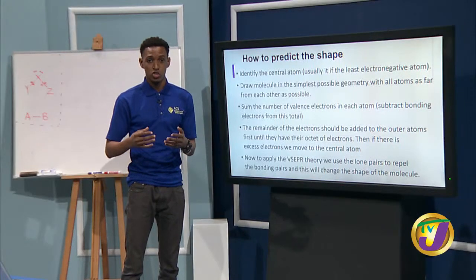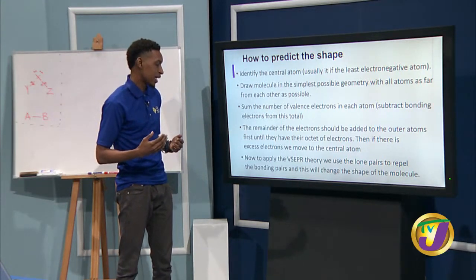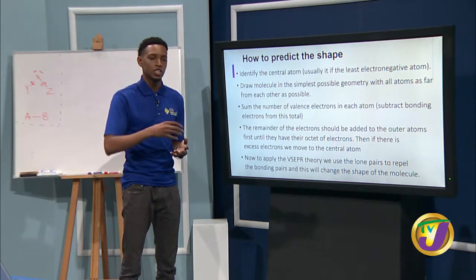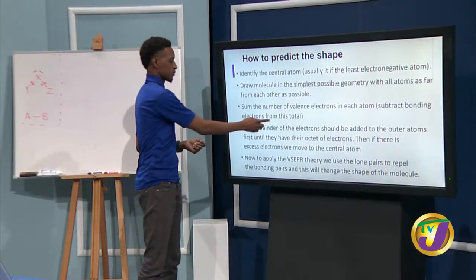The remainder that you get once you subtract the bonding electrons, you should add to the outer atoms first. And if you have any excess, that's when you put it on the central atom. So this says the remainder of the electrons should be added to the outer atoms first, until they have their octet of electrons, or until their valence energy level is completely full. Then, if there are excess electrons, we move to the central atom. The last step says, now to apply the VSEPR theory, we use the lone pairs to repel the bonding pairs, and this will change the shape of the molecule. So this is the last step that actually determines the shapes of these molecules.